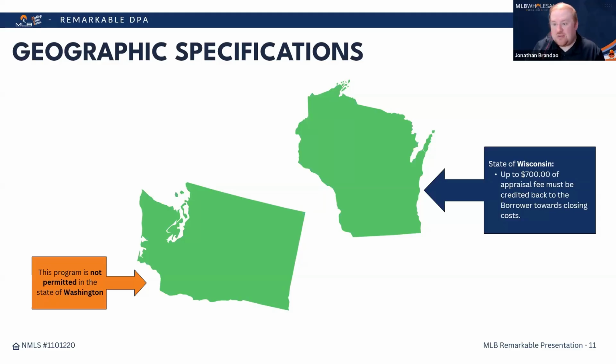So if you do business there, you can let them know, hey, you're going to get up to a 3.5% DPA if you use that full option. And you'll also get a credit on your closing disclosure for up to $700 for your appraisal because you're purchasing a property in Wisconsin. So just something extra for that particular state.